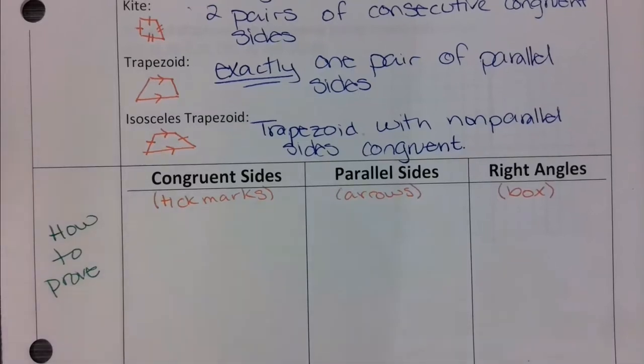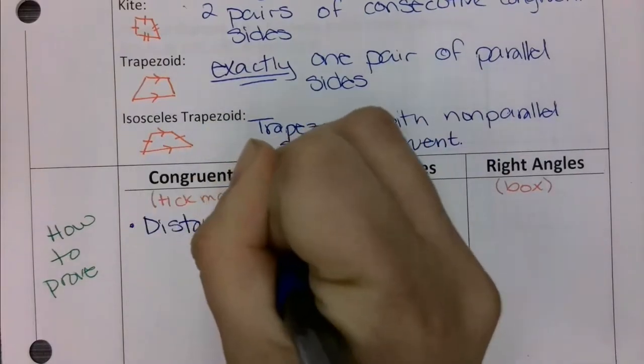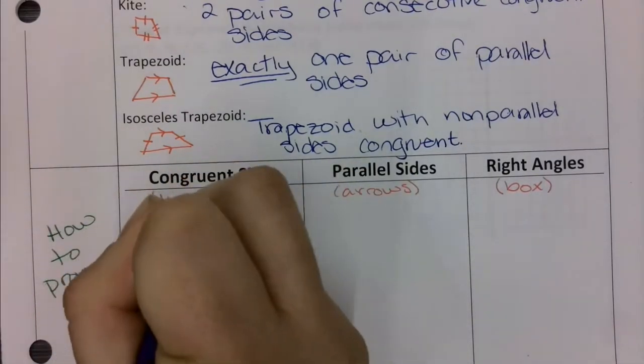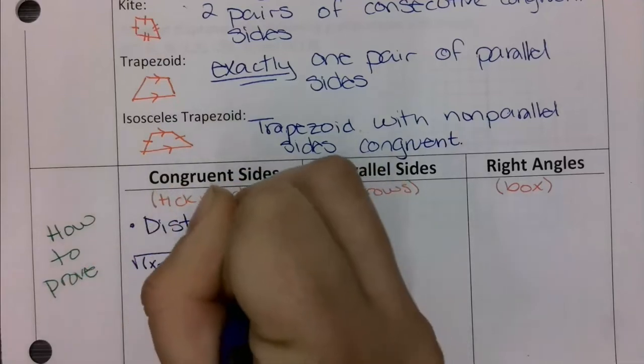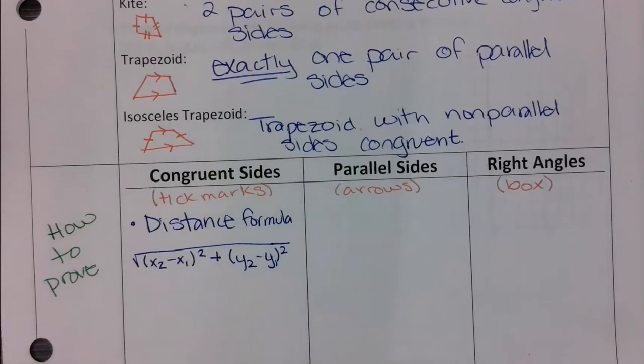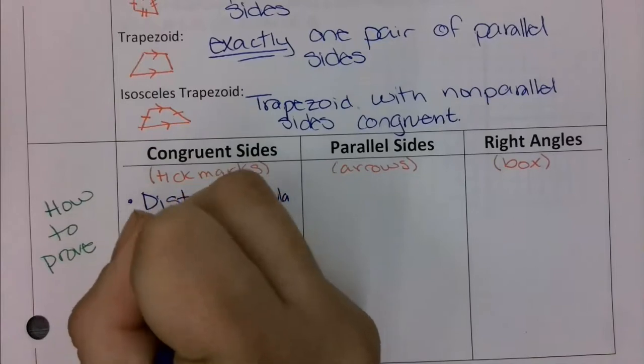Okay. To prove congruent sides, I can use the distance formula. And then I can also say definition of congruent when I'm proving.